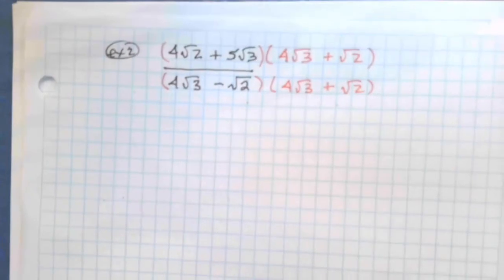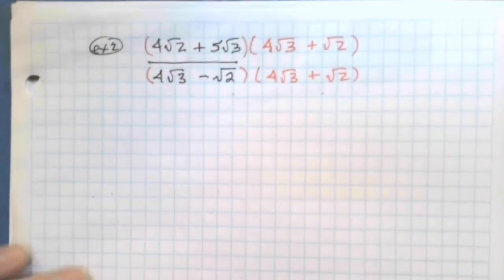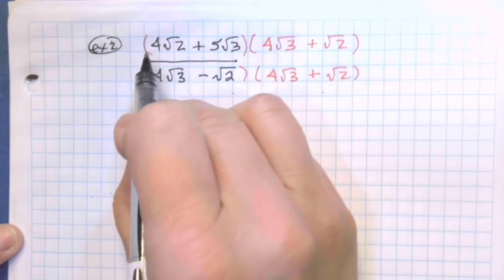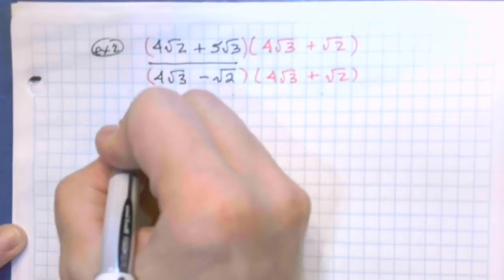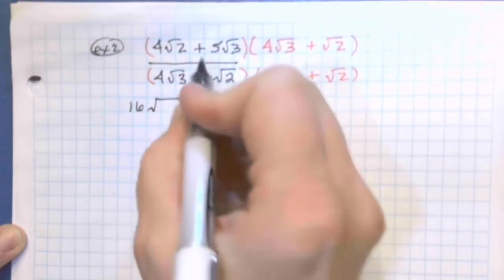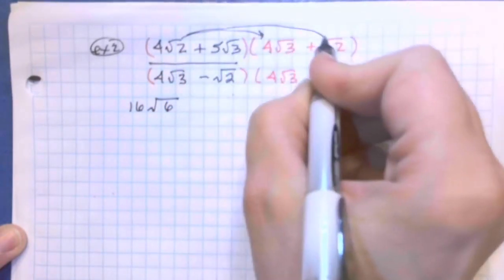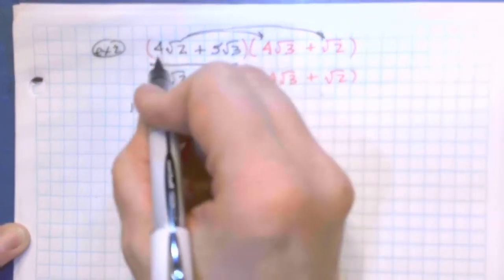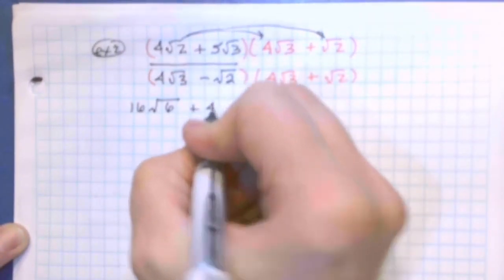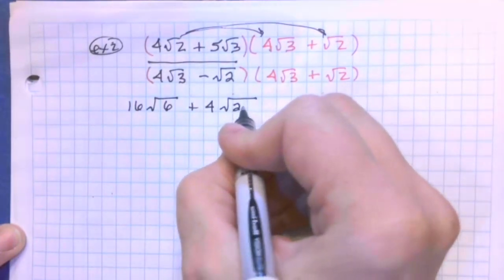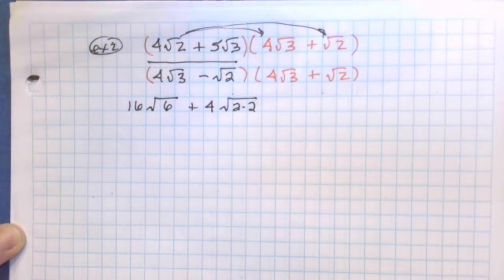Now we multiply like crazy. Here we go. 4 radical 2 times 4 radical 3. Scalars first. 4 times 4 is 16. Now the radicand, 2 times 3 is 6. Distributing to the next term. Scalars first. 4 times 1 is 4. Radicals second. I have 2 and a 2. I'm just going to leave those separate because I know they're going to simplify out.